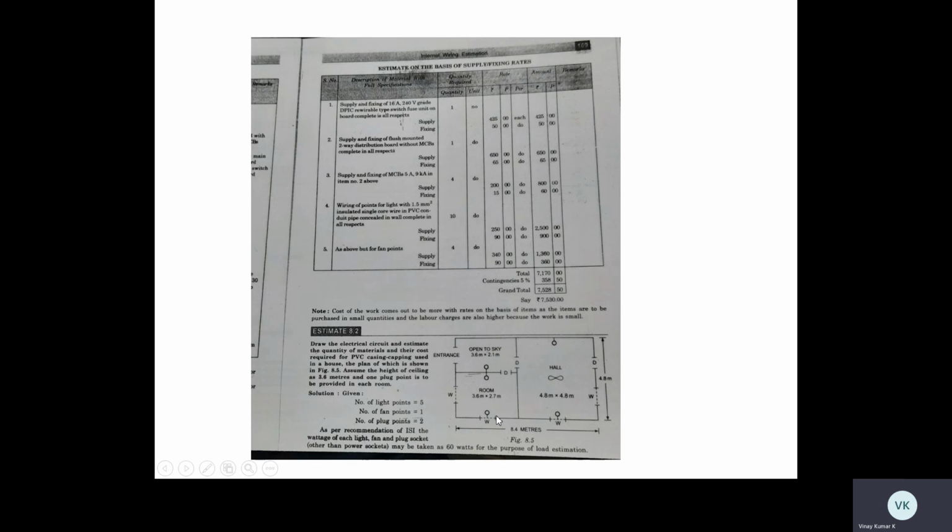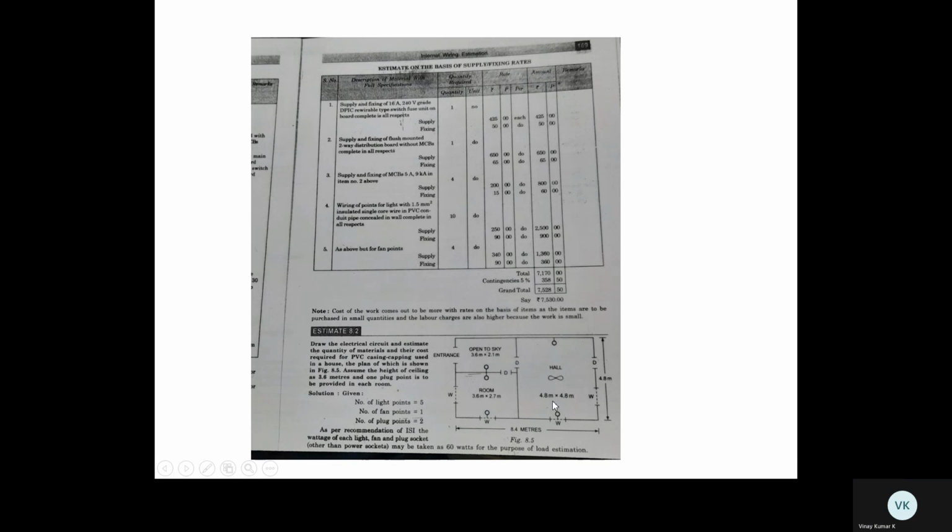Okay. Now what has he given? He has given a room, open to sky, and a hall. Open to sky. This is the entrance. So we have to place our distribution board at the entrance of our home. I can place it here or here, wherever it is convenient, between this or here also. Because this is the entrance, I can place it here or here at the entrance of our home.